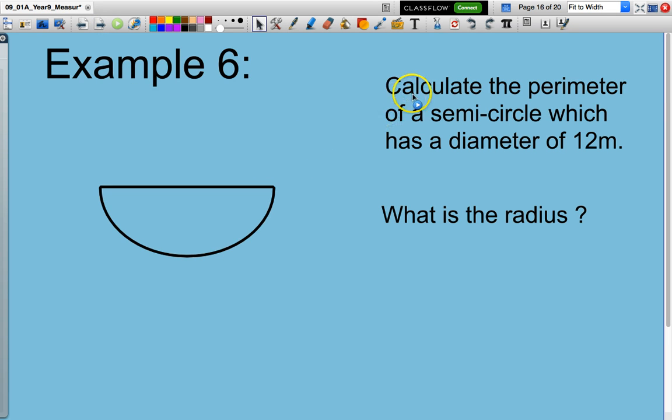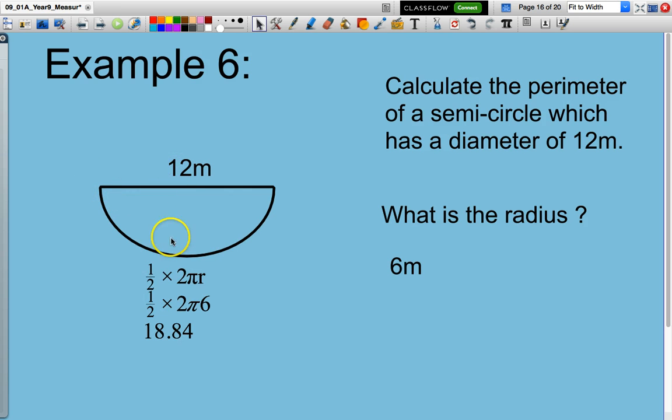Next example, calculate the perimeter of a semicircle which has a diameter of 12. Now, a diameter of 12, well, what is the radius? Well, the radius would be 6 meters. It is half a diameter. So I know if I have to go all the way around this shape, there's my 12, I just need to calculate this part here.